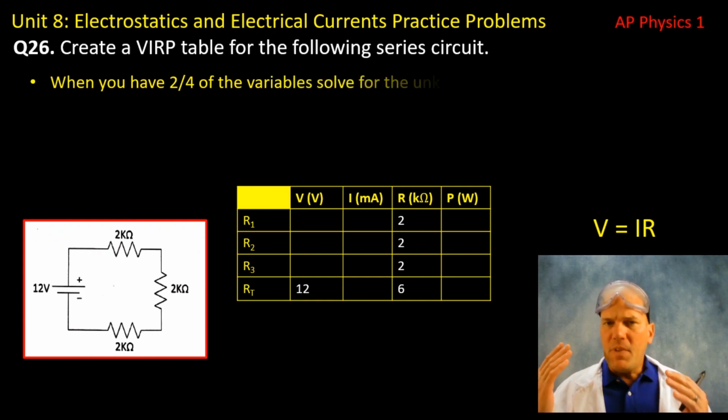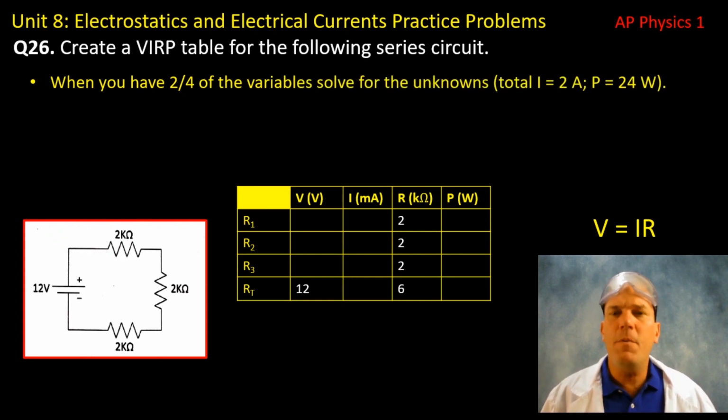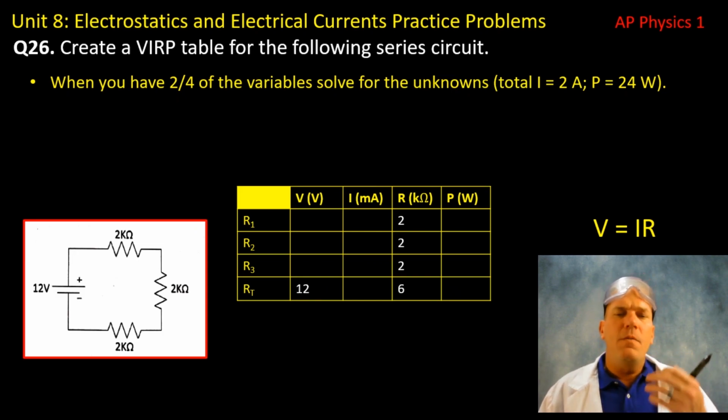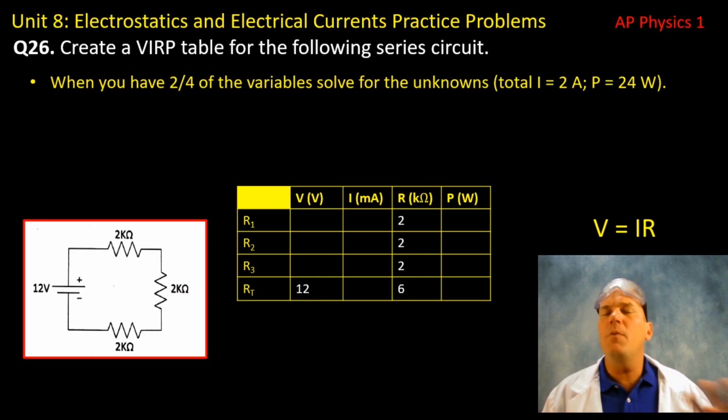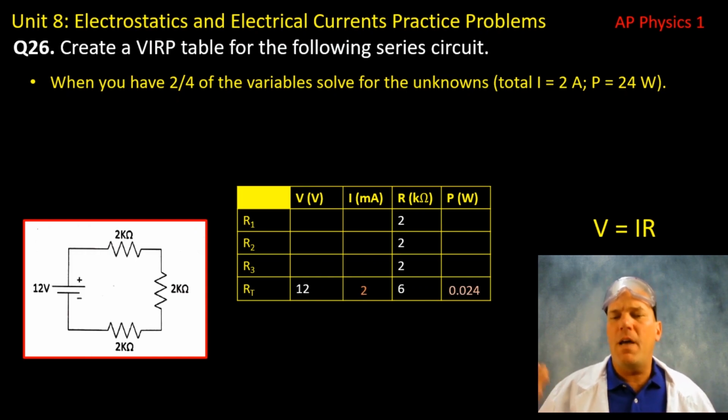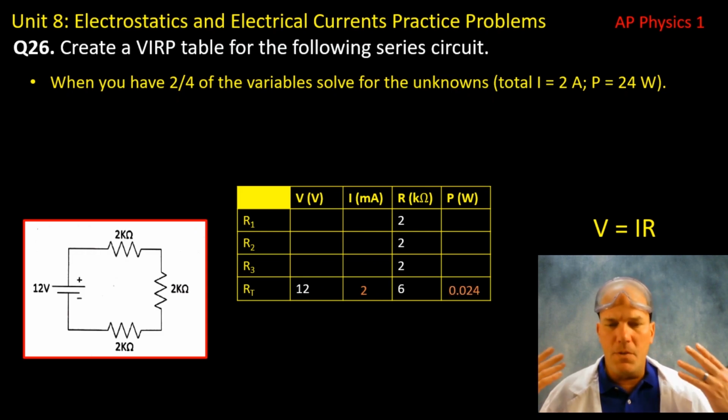Now, anytime on a VERP table you have 2 out of the 4 values, and really dealing with Ohm's law specifically, you have 2 out of the 3 values, go ahead and solve for the unknowns. So here we're able to find the total current and then the total power. Okay, so total current is 12 divided by 6, and that'll give you 2 milliamps.